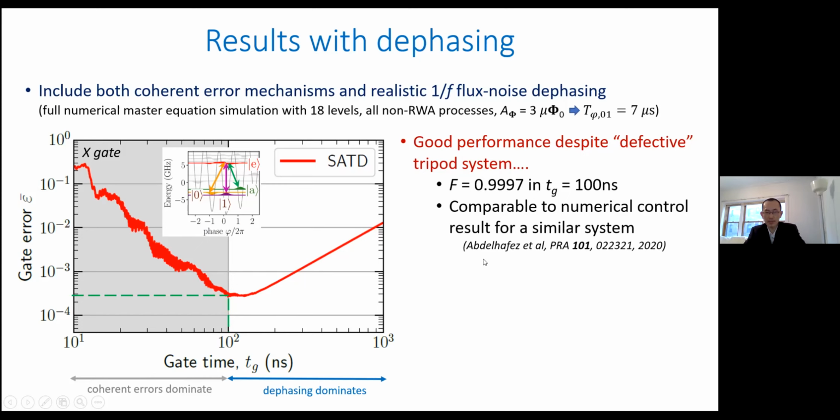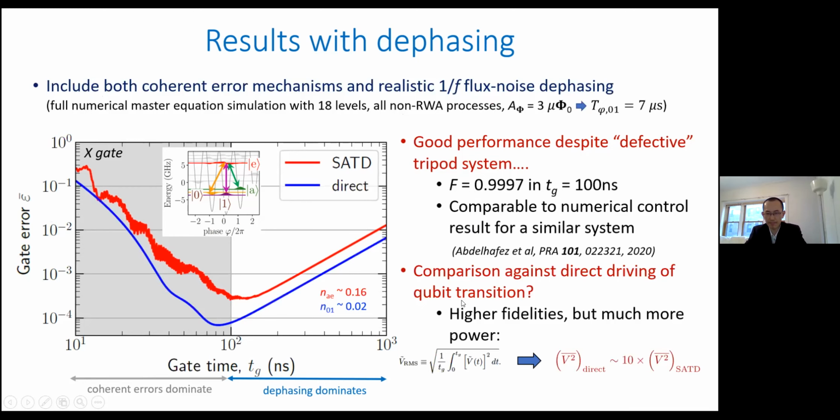And there's a nice paper by Jens Koch and Dave Schuster, which uses numerical optimal control on similar heavy fluxonium with similar device parameters. And they get a comparable fidelity to what we have here. But the nice thing here is that we do it analytically, and the gates that we have also give rise to a good fidelity.